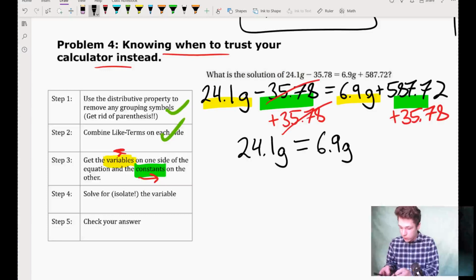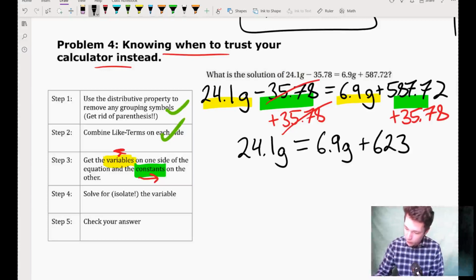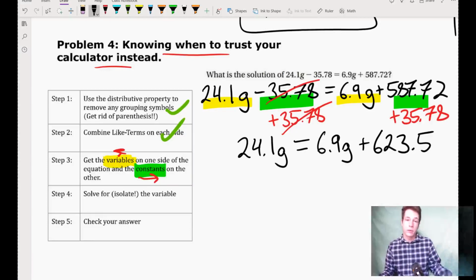587.72 plus 35.78. Okay, I got 623.5. And this is where it becomes super important to check our work at the end, because I would always calculate it twice just to make sure. So I moved my constants over to the right. Let's move my variables to the left.